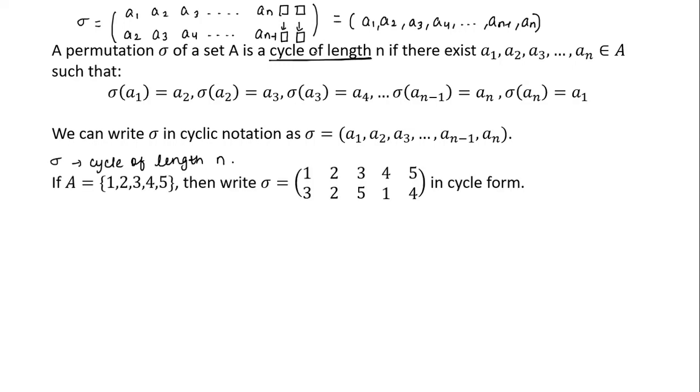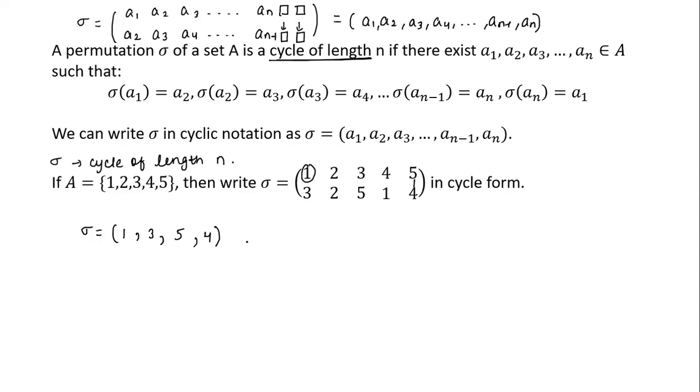Now if A is equal to 1, 2, 3, 4, 5, write the permutation sigma in cycle form. So let us see how we can write this permutation sigma in cycle form. So this is what sigma is. Now let us start with 1. So 1 is mapped to 3, 3 is mapped to 5, 5 is mapped to 4, 4 is again mapped to 1, which is already there.